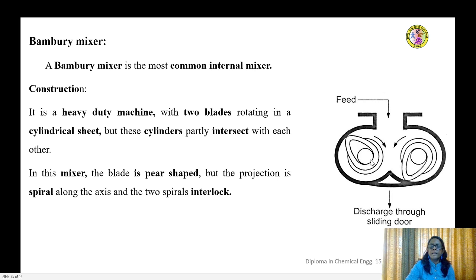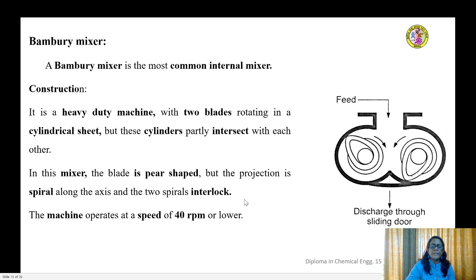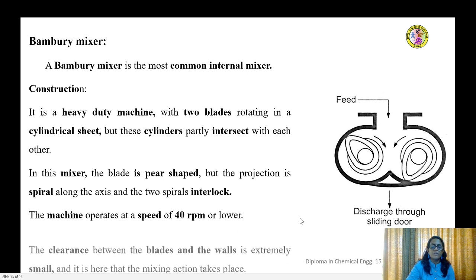So that blade in this case is a pear shaped one. However, when you look at it from the side view, it will be projected as a spiral blade. Okay, in this mixer, the blade is pear shaped, but the projection is spiral along the axis, and the two spirals interlock during the operation. The machine operates at a speed of 40 rpm or lower.